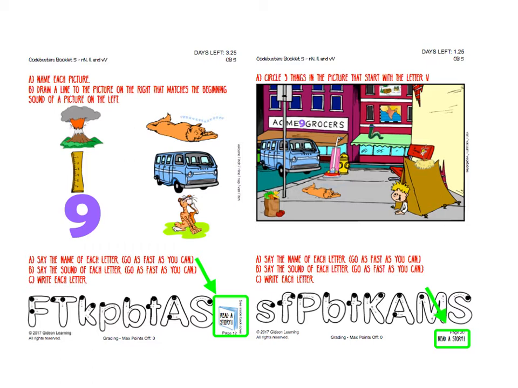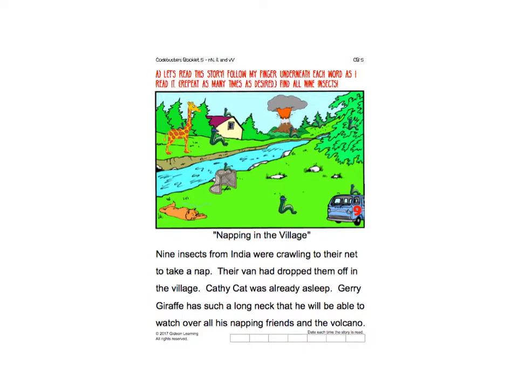So we'll go on to the back of the book and you should see a page like this. At the top of the page, we provide directions that read as follows. Let's read this story. Follow my finger underneath each word as I read it. You can repeat this story as many times as you'd like. And then we include a fun activity for your student to find all 9 insects in the story. And then we provide a story at the bottom.